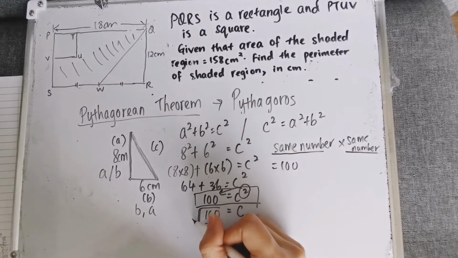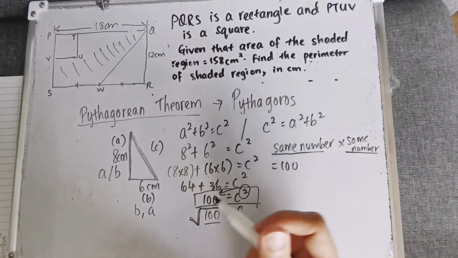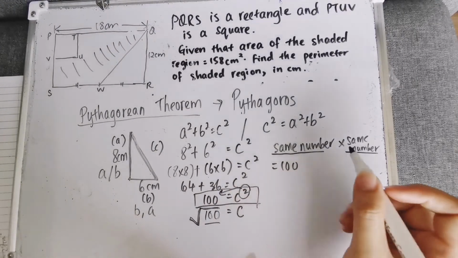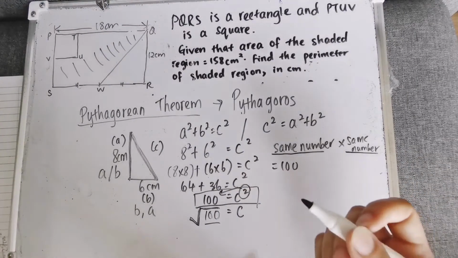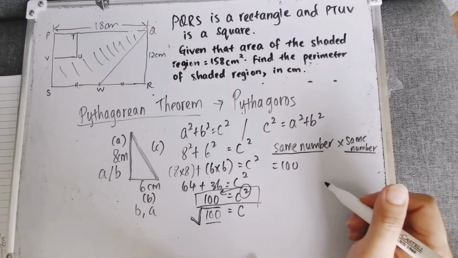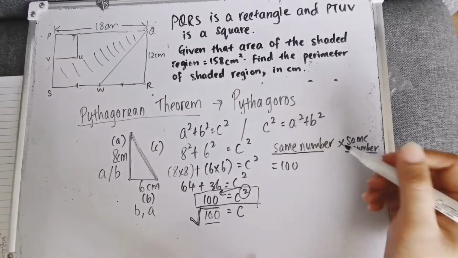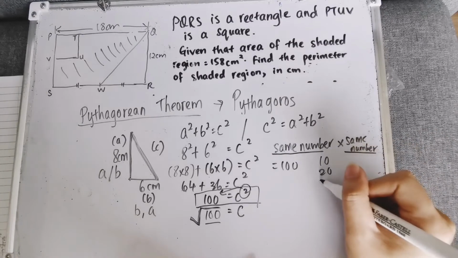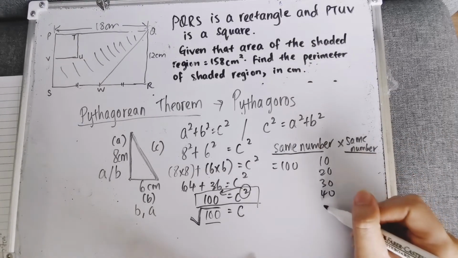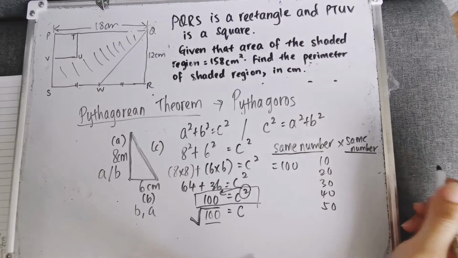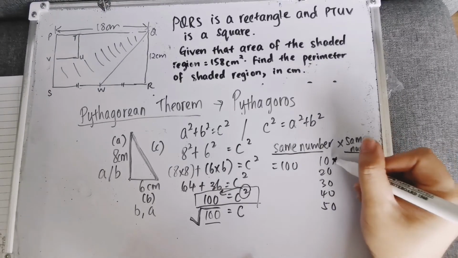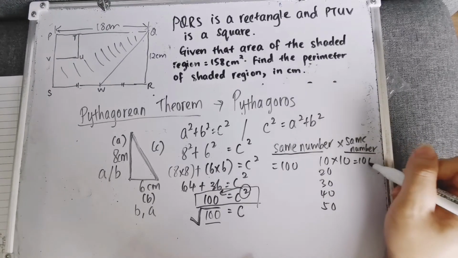Okay, you must remember square root. Square root is where you have to find the same number times the same number. So for 100, what number has 0? 10, 20, 30, 40, 50. You have to times the same number. So 10 times 10 is 100.